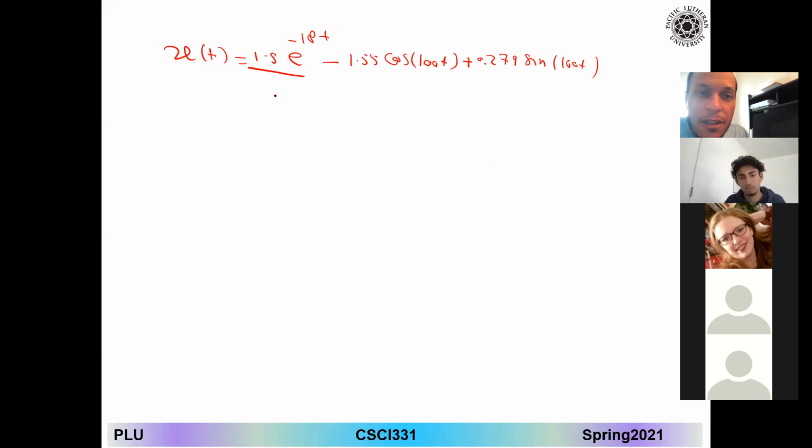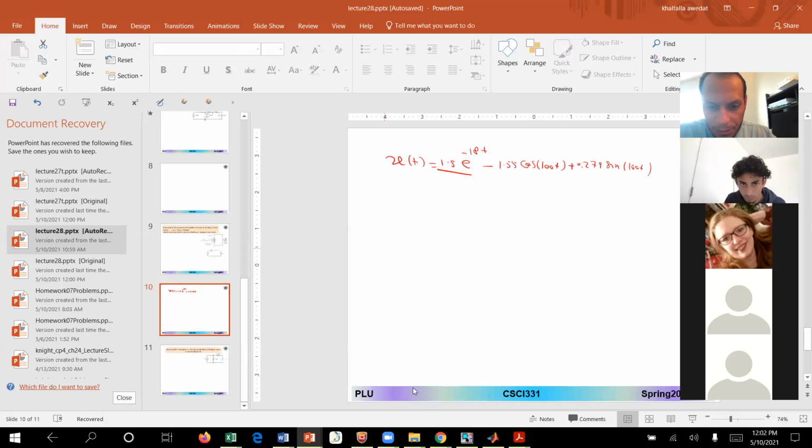Here is the natural response. It's going to disappear with time. What's going to stay for a long time is the cosine and sine term. Let's see how it looks in the MATLAB.